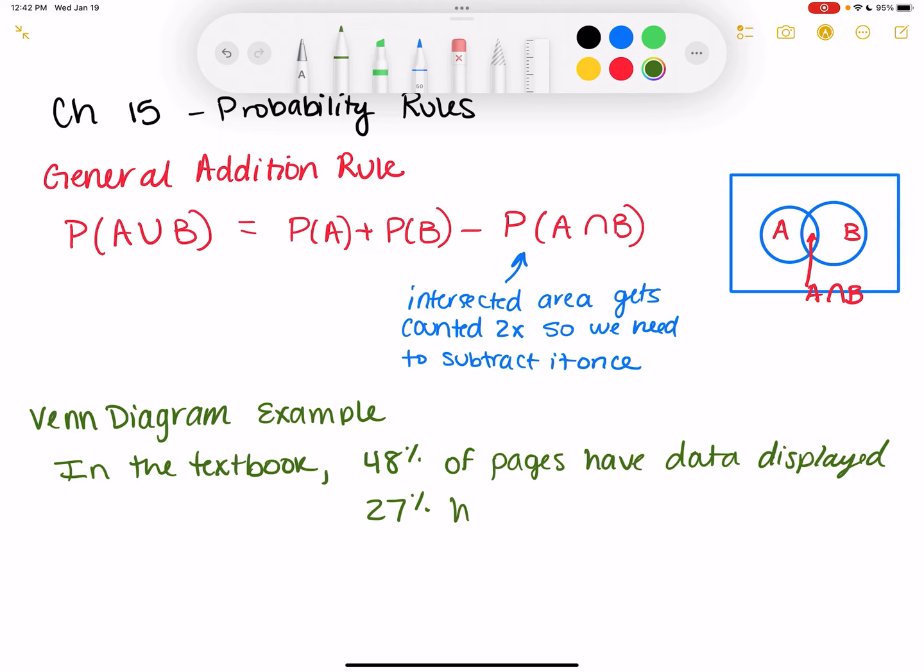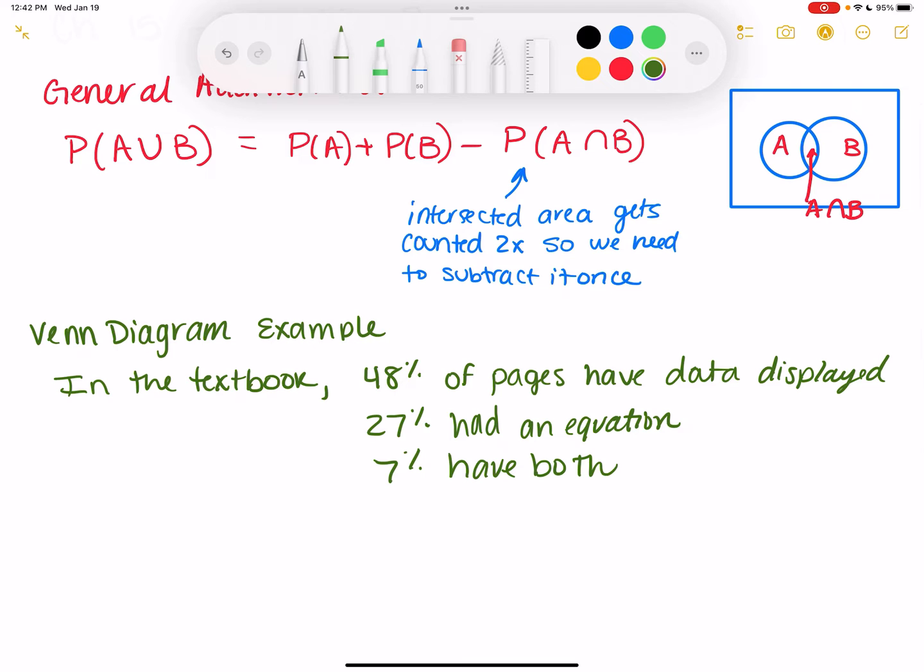27% had an equation, and 7% have both. We're going to really hope that adds up to 100, and if not, then never mind. Remember, there's pages that might not have either, which is the complement. So anyways, yeah, we're good. We'll get there in a second. Okay, so we're going to look at the Venn diagram with this in terms of labeling things here.